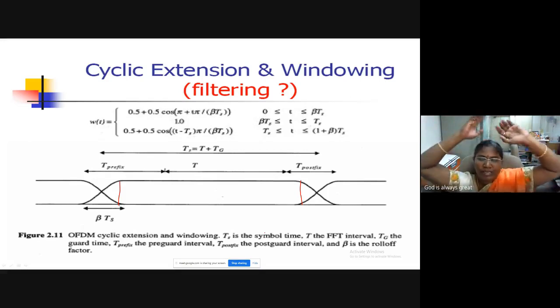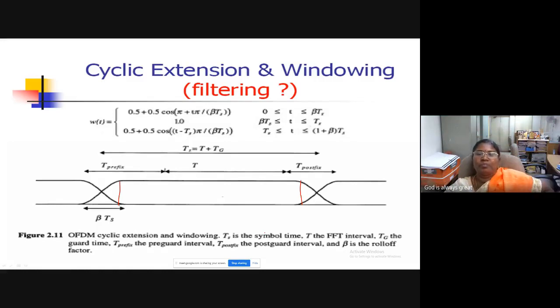So to accommodate that, the signals are filtered. That process is called windowing here. Filtering in the time domain is called windowing.